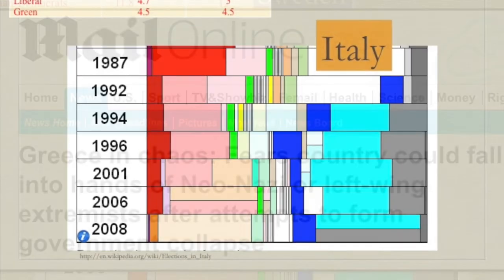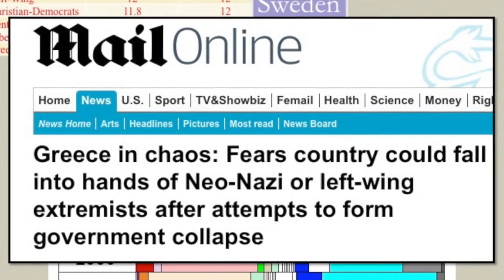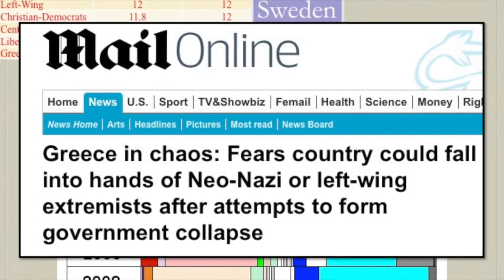And another concern with this system is that fringe parties can start to get elected, like the 2012 Greek election that saw both communists and fascists getting elected to parliament.